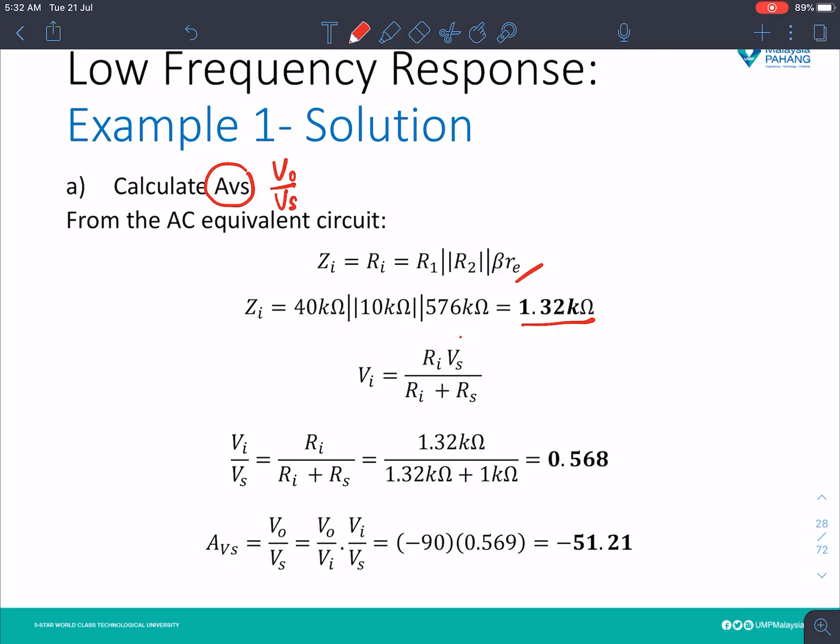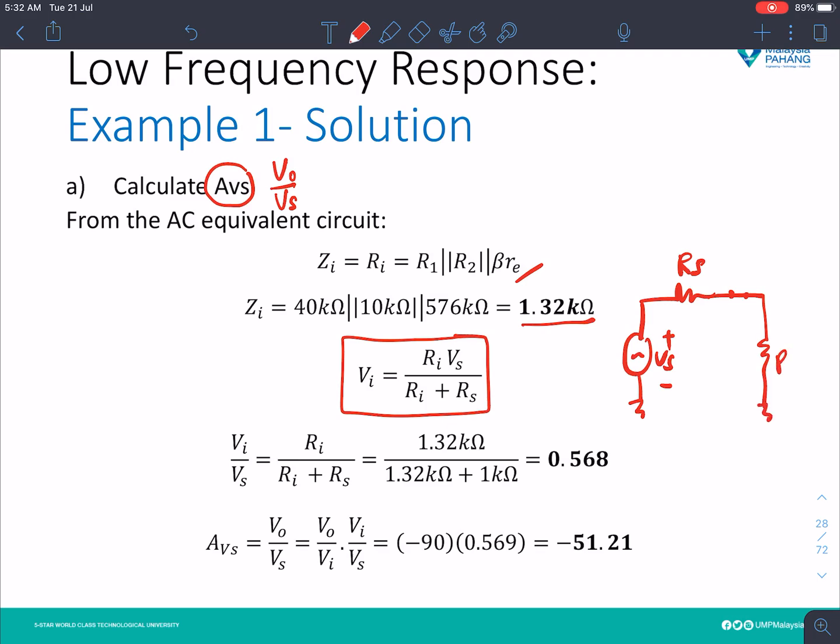Then for the Vin, this equation is at the input side where you get your Vs here, and then you have Rs. The capacitor here is a short circuit, and then you have Rin here. So Vin is here. This is the voltage divider.